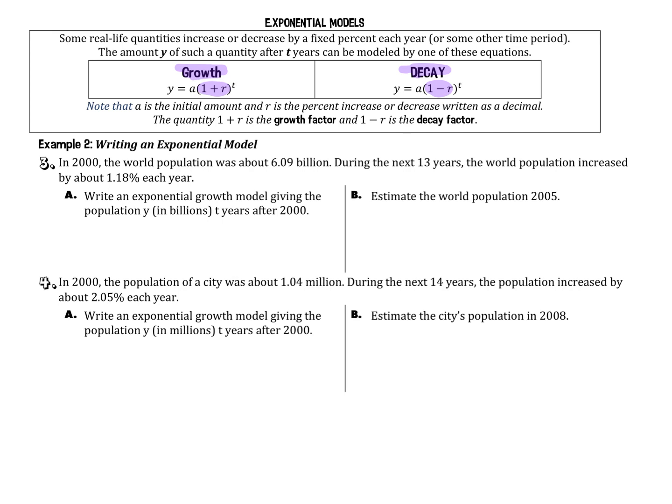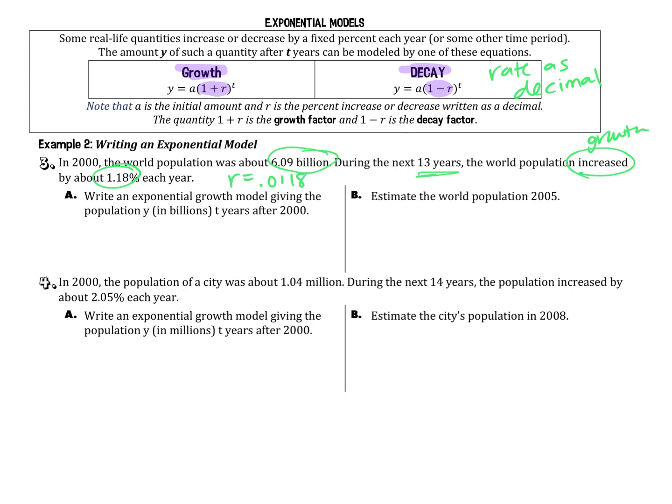All right, for example 3, in 2000, the world population was about 6.09 billion. During the next 13 years, the population increased, so that's telling me I have growth, by about 1.18% each year. So remember, we're going to be looking for our rate as a decimal. When I see it written with a percentage symbol, I know I need to divide by 100 or move the decimal places 2 times in order to find that value. So in this case, R is going to be 0.0118.